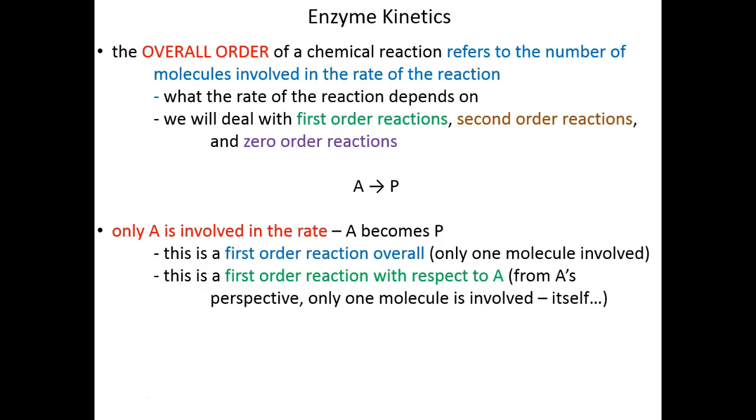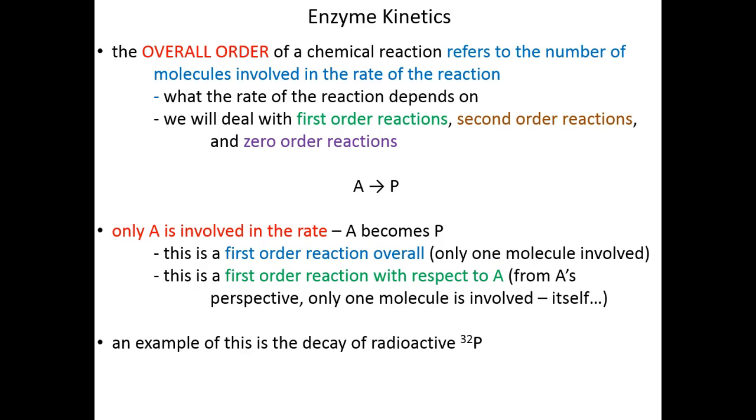This is a first-order reaction with respect to A. In other words, from A's perspective, if there's more of it, the reaction goes quicker. If there's less of it, the reaction goes slower, and so it's a first-order reaction overall, and it's a first-order reaction as A kind of considers itself.